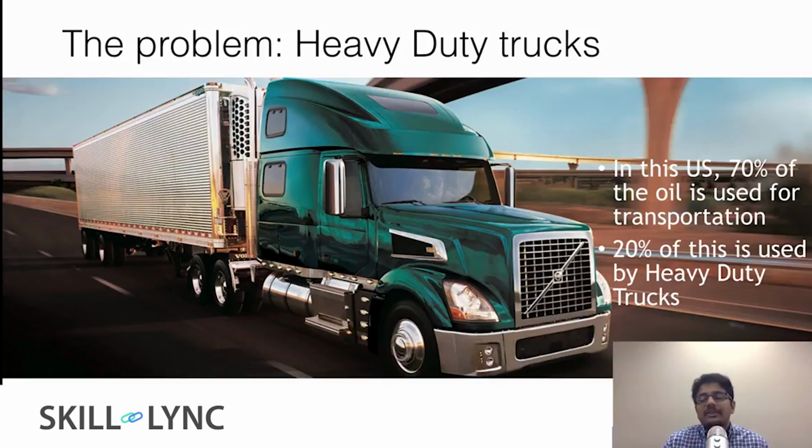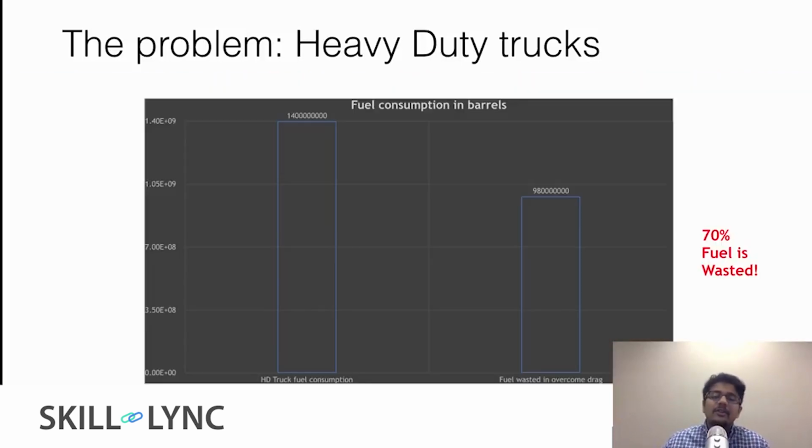And in the US, 70% of the oil consumption is used for transportation, and 20% of this is used by heavy duty trucks. So what is the problem here? Well, in 2016, the United States consumed 7.6 billion barrels of oil, and approximately 20% of this is being used by the heavy duty trucks. And the problem is 70% of this fuel consumption is to compensate for drag forces. If you're able to reduce the drag, it directly translates to fuel saving, which directly translates to profit for the companies that operate these trucks.